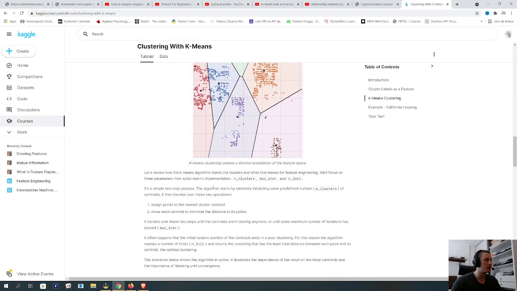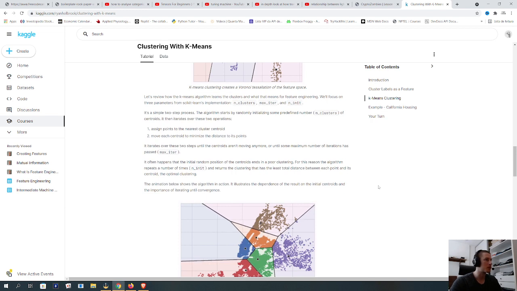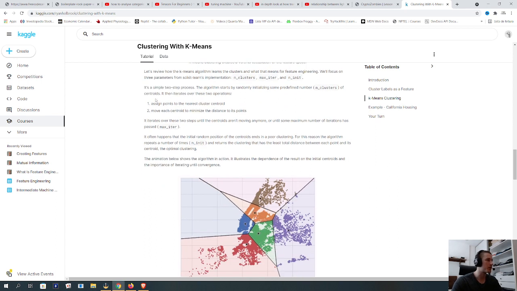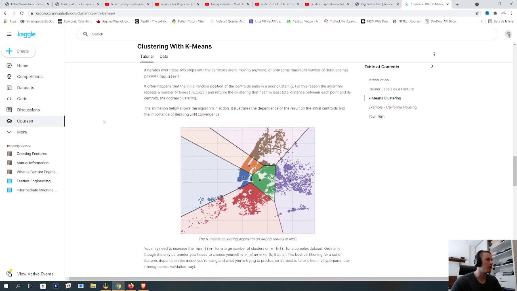Let's review how the k-means algorithm learns the clusters and what that means for a feature engineer. Focus on three parameters from scikit-learn's implementation: n_clusters, max_iter, and n_init. It's a simple two-step process. The algorithm starts by randomly initializing some predefined number, n_clusters, of centroids, then iterates over these two operations: assign points to the nearest cluster centroid, move each centroid to minimize the distance to its points.